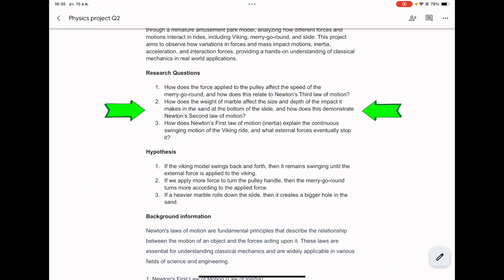Second, how does the weight of the marble affect the size and depth of the impact it makes in the sand at the bottom of the slide, and how does this demonstrate Newton's second law of motion? And the third question: how does Newton's first law of motion, or inertia, explain the continuous swing motion of the Viking ride, and what external forces eventually stop it?